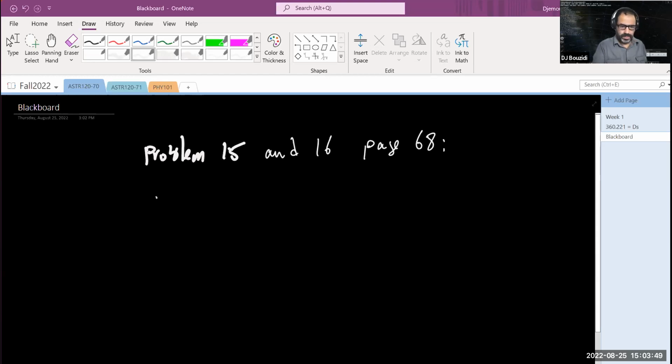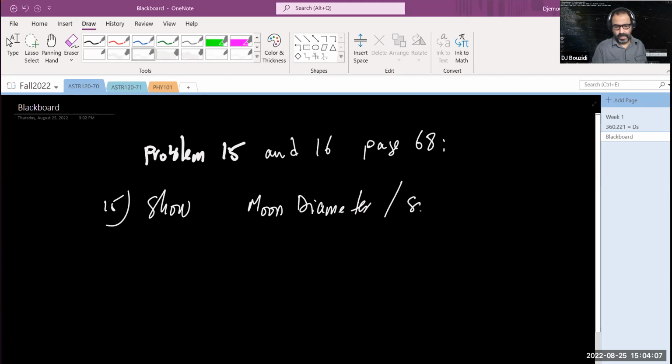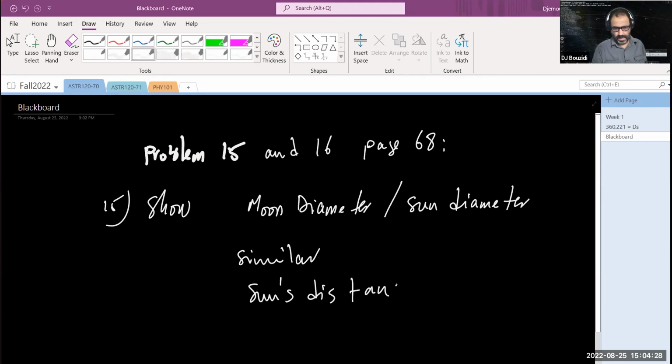Show. So this is 15, okay? Show that the ratio of the moon's diameter to the sun's diameter, this ratio, is similar to the sun's distance to the moon's distance. Okay.